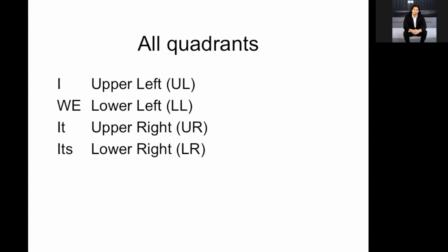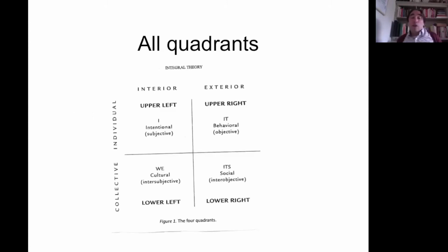So the way it's written is I is in the upper left quadrant, and that's abbreviated to UL. We is in the lower left quadrant, abbreviated to LL, for lower left. And it is in the upper right quadrant, abbreviated to UR for upper right, and its is the lower right quadrant, LR for lower right. So this is what it looks like.